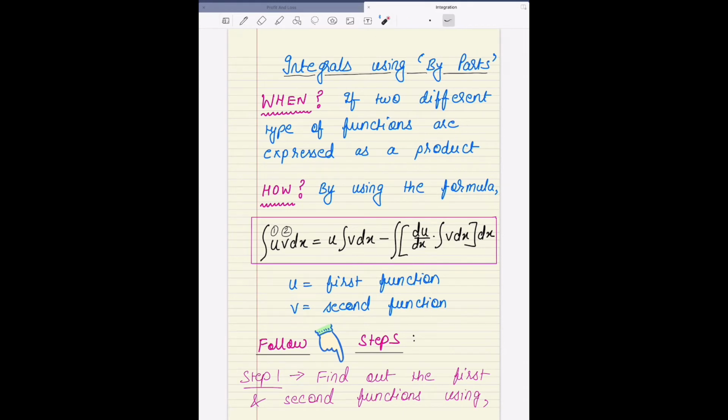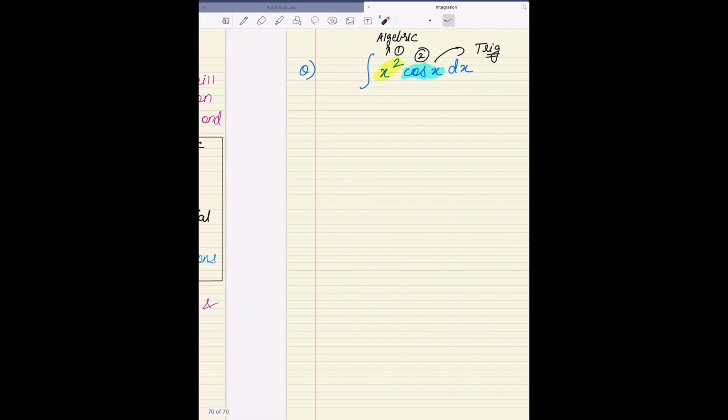And then just look at the formula once. I generally read it when I apply the formula. So you keep the first, integrate the second, minus whole integral of, differentiate the first, integrate the second, and then integrate that entire expression once more. This is where there's a slight confusion. So let's clear that out.